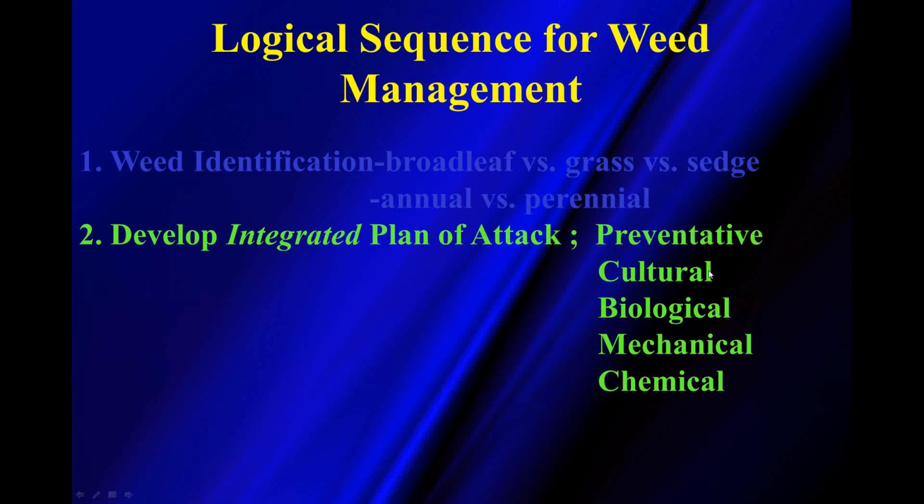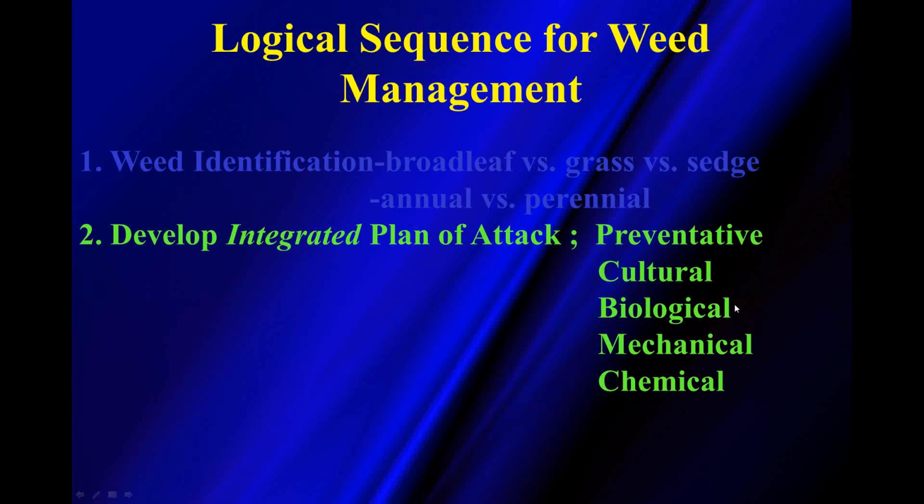But specifically, we know about preventative practices if we just stop and think about it. Buy clean seed, clean sod, what have you, clean container plants. If you bring a container plant that you think is just a Burford holly, but you look down, there's some prostrate spurge in there, you're going to have spurge in the landscape. Cultural practices, essentially what we're talking about, grow a good stand of turf or landscape plants or whatever, and they're going to have a lot of competitive ability over the weeds.